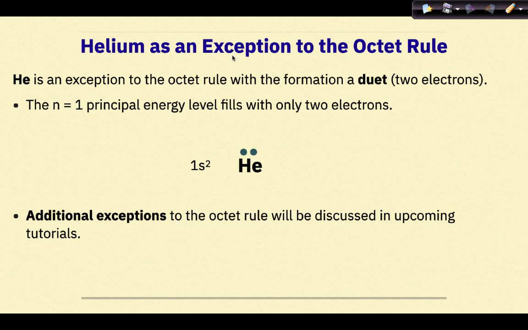Helium as an exception to the octet rule. Helium is an exception to the octet rule with the formation of a duet, in other words, 2 electrons. The n equals 1 principal energy level fills with only 2 electrons. This is represented as the electron configuration of 1s2, representing the 2 dots here as the 2 valence electrons. Additional exceptions to the octet rule will be discussed in upcoming tutorials.